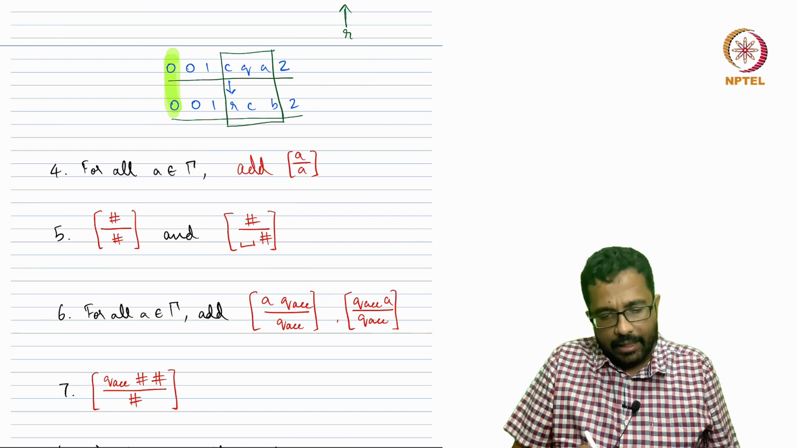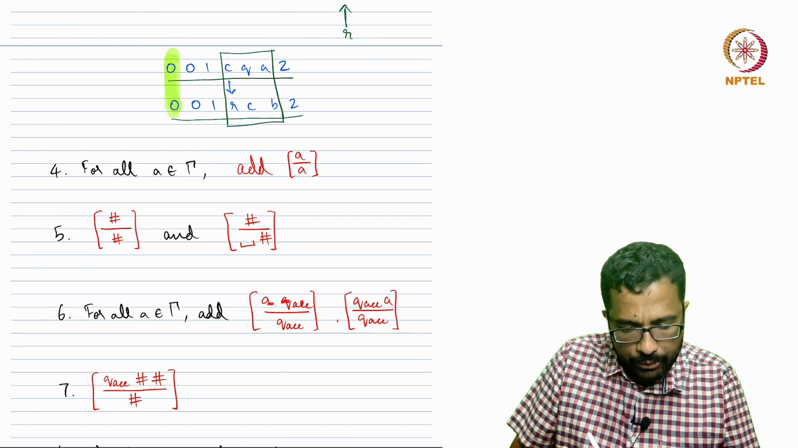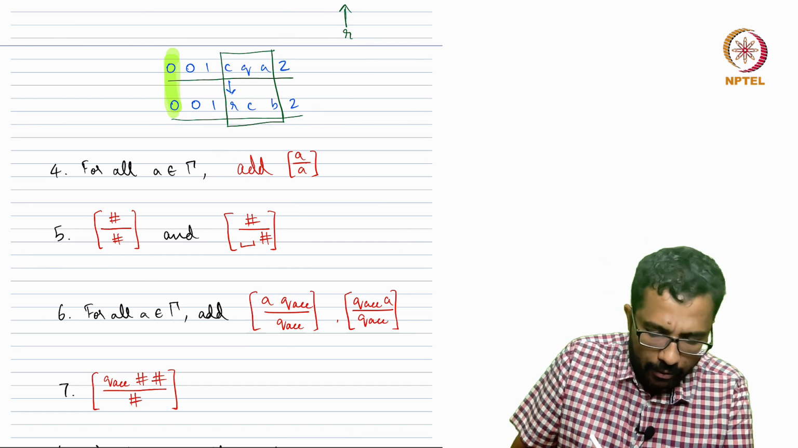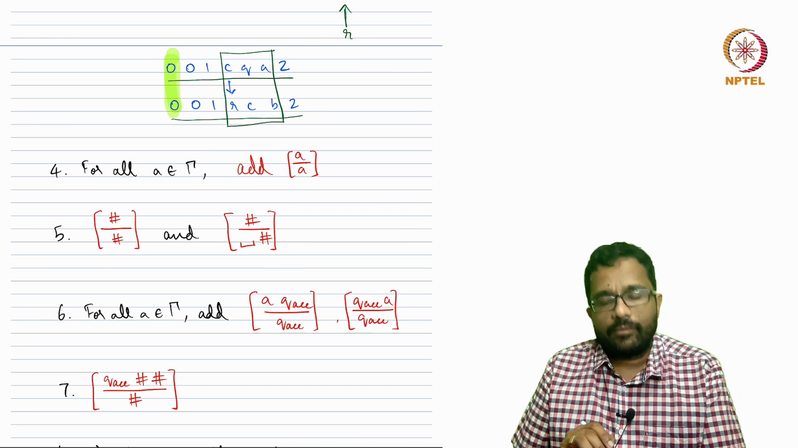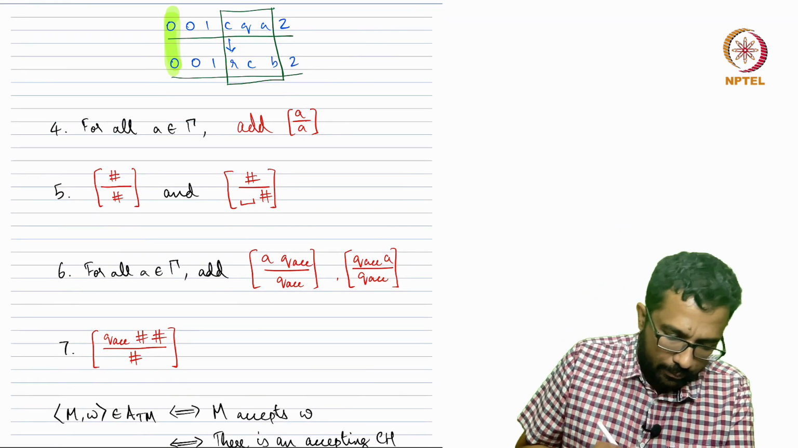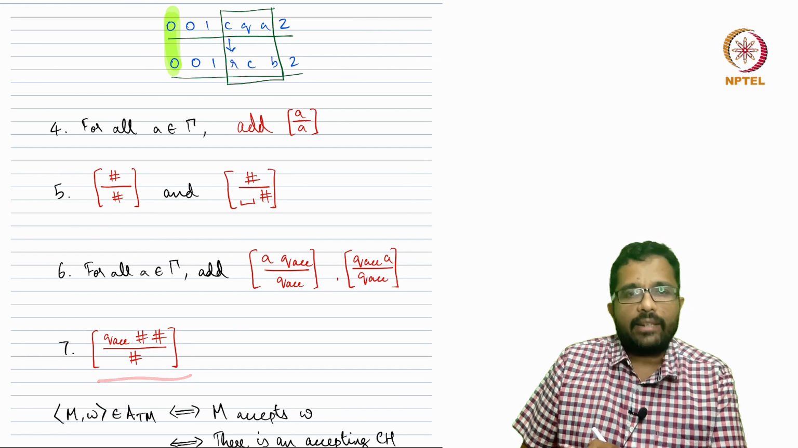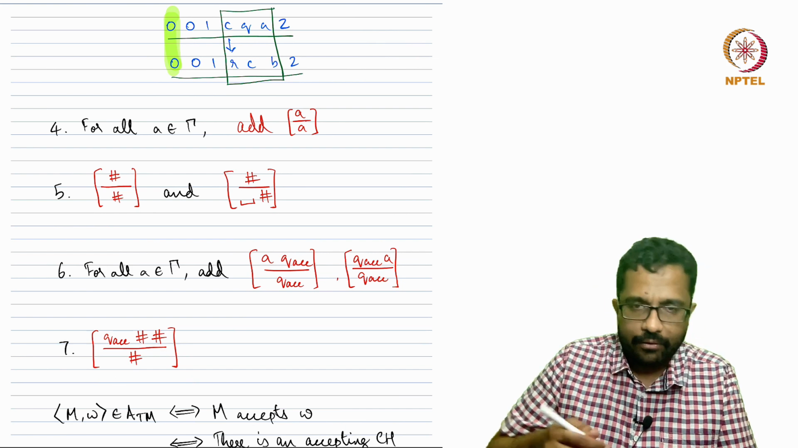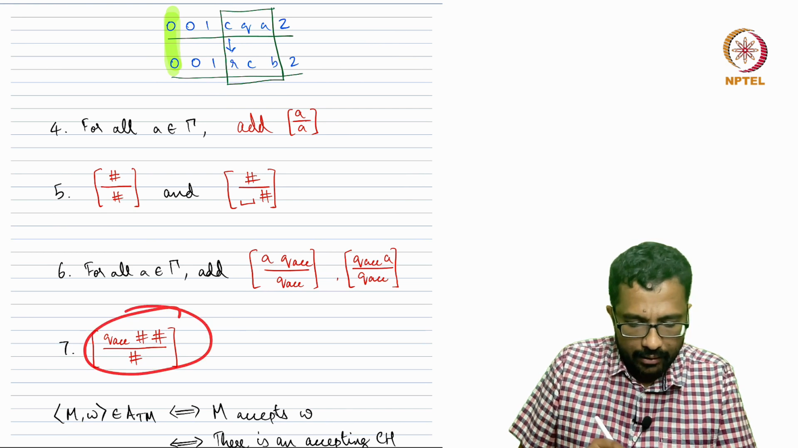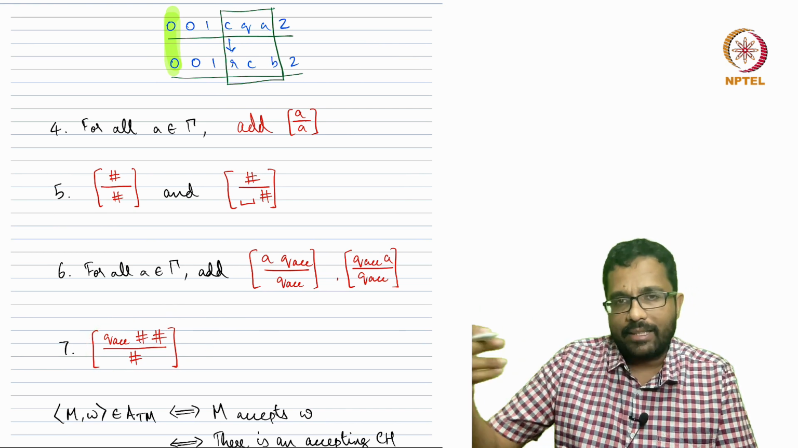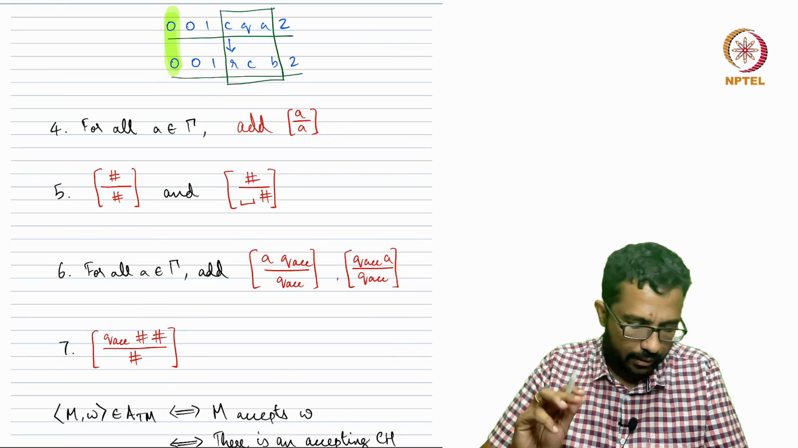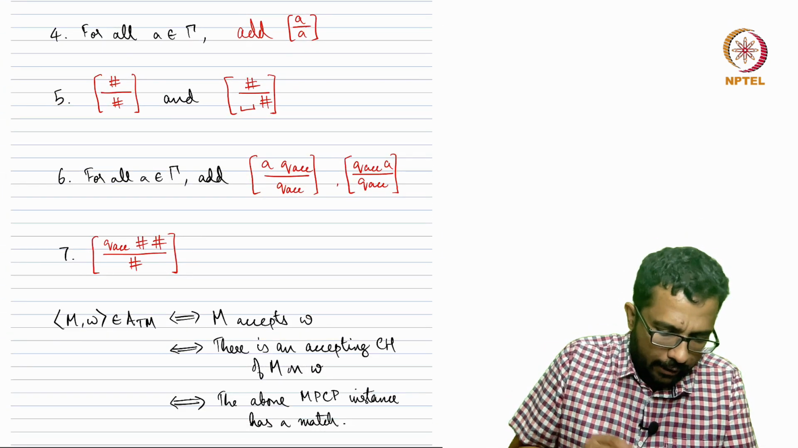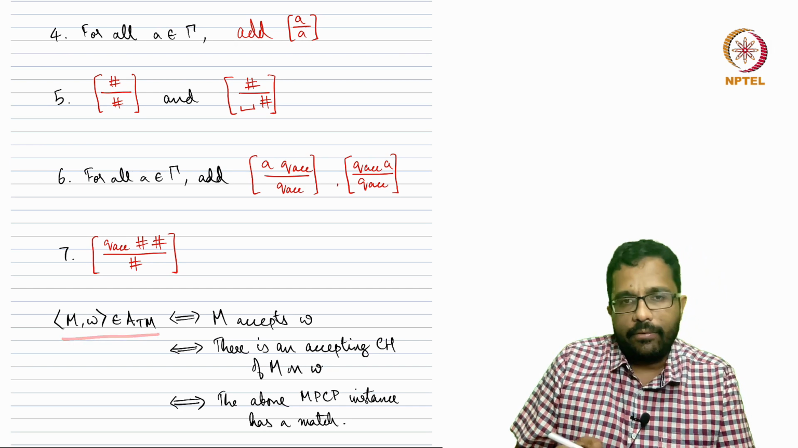So what is happening is that the accepting state is kind of absorbing the nearby symbols. This we write for all possible symbols a. And finally we have one more domino, which is this Q accept hash hash divided by Q accept. When we work out the example, we will see that this acts as the final step.